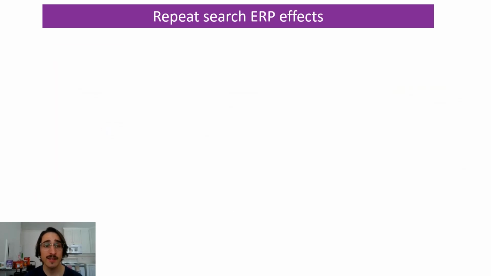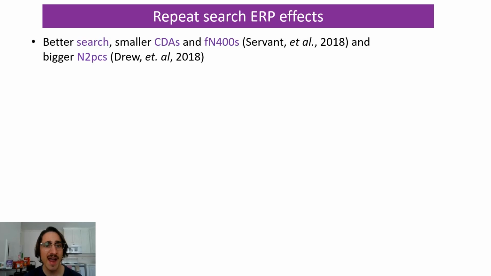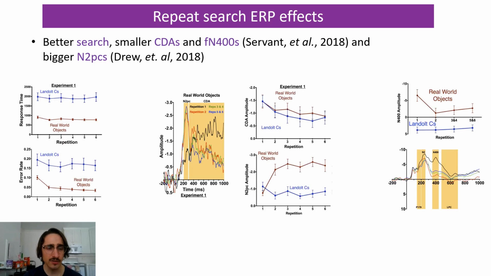So now I'd like to turn to some background literature that motivated our investigation. These two studies by Servant and colleagues and Drew and colleagues in 2018 largely replicated each other, and I'll turn now to those effects.